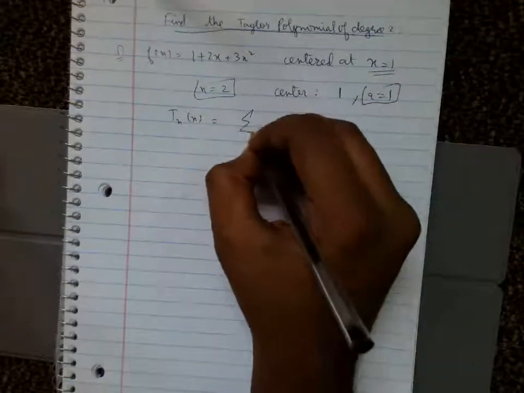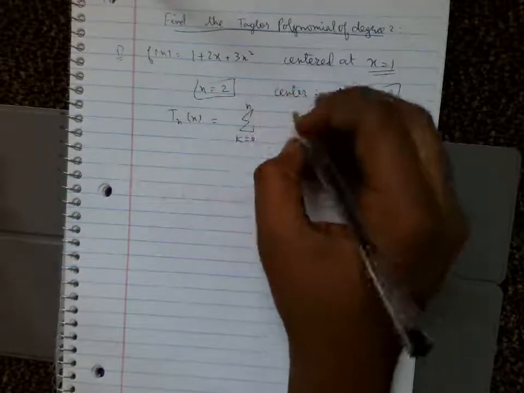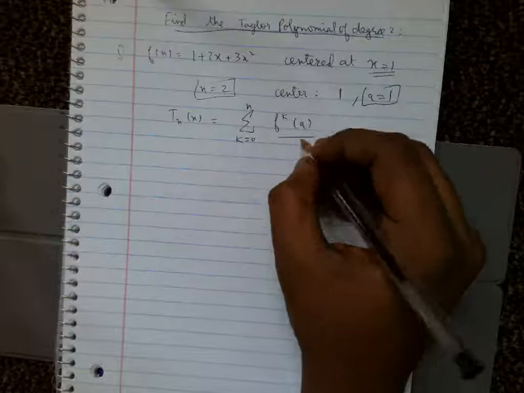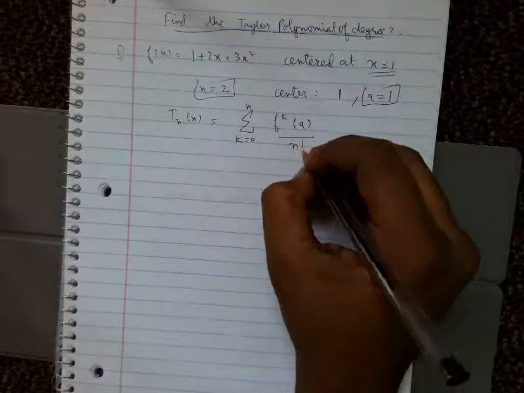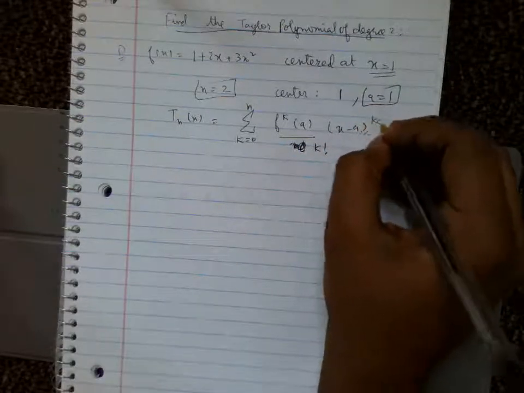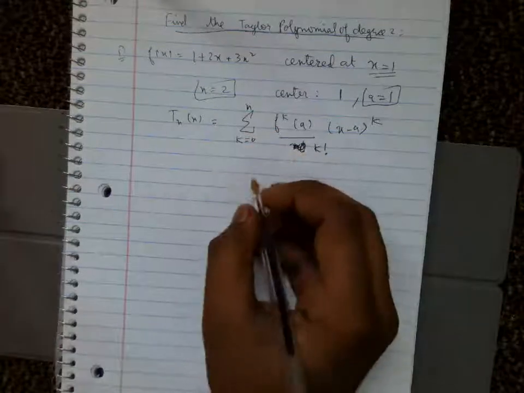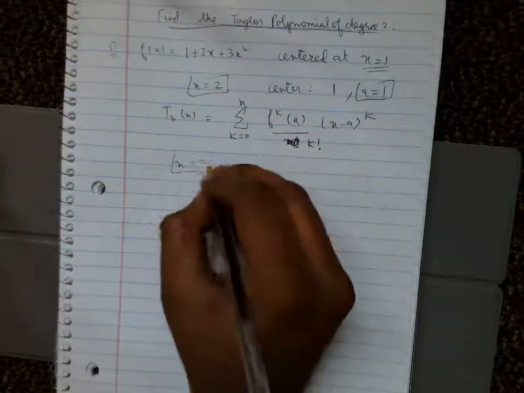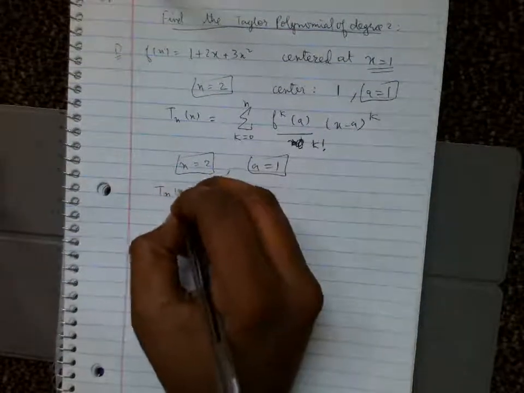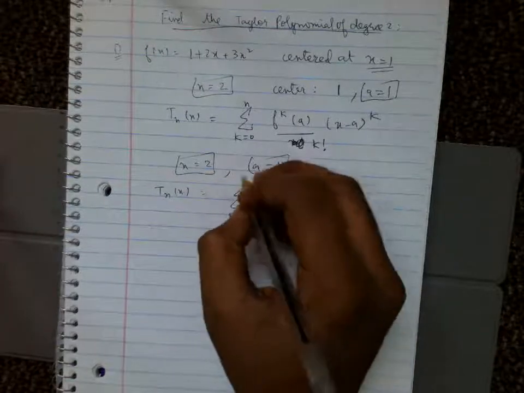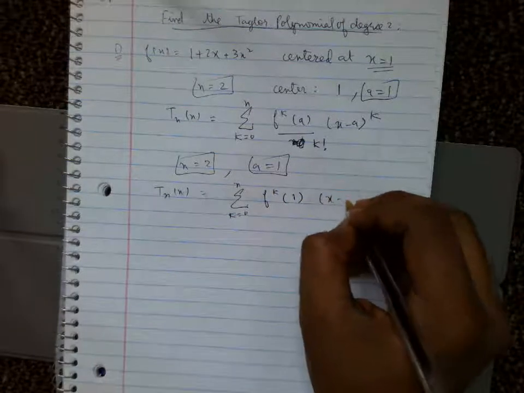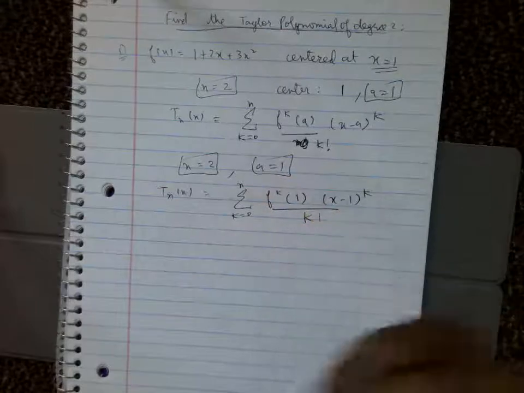The formula for the Taylor polynomial is Tn equal to the summation from k equal to 0 to n of f^k of a divided by k factorial, times x minus a to the k. We know what the value of n is: n is 2. We know what the value of a is: a is 1. So the Taylor polynomial is nothing but the summation from k equal to 0 to n of f^k of 1 times x minus 1 to the k, divided by k factorial.